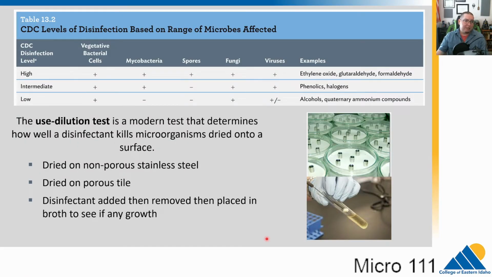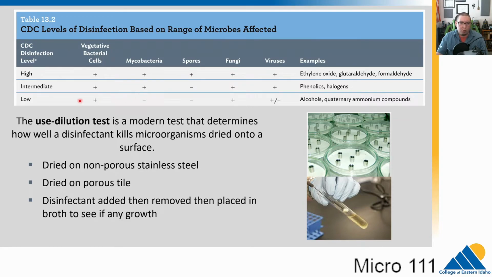The CDC has different levels of disinfectants based on what they kill. The highest level will kill vegetative bacterial cells. That's the normal growing ones. Mycobacteria, spores, fungi, and viruses. These are often very toxic chemicals, though. Things like ethylene oxide, glutaraldehyde, formaldehyde. These will kill things, but they are rather toxic, so they're not used in all cases.